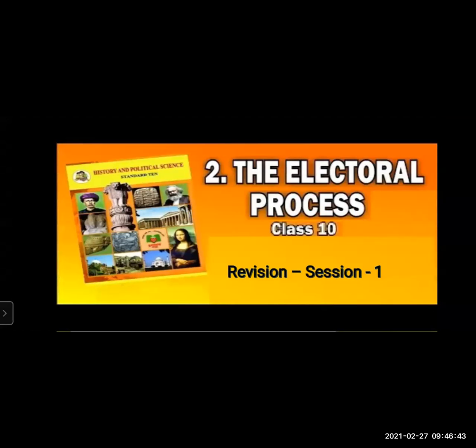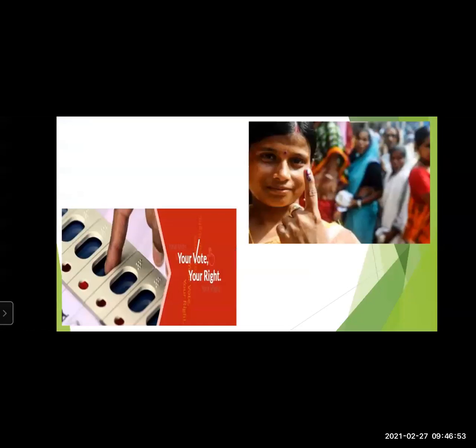Students, today we are going to revise chapter number 2 for political science, that is the electoral process. Now, students, the electoral process is basically the process of election that is conducted in our country. As you can see in the pictures here, there is a written thing, that is your vote, your right. Through elections, we use our constitutional right, that is the right to vote.